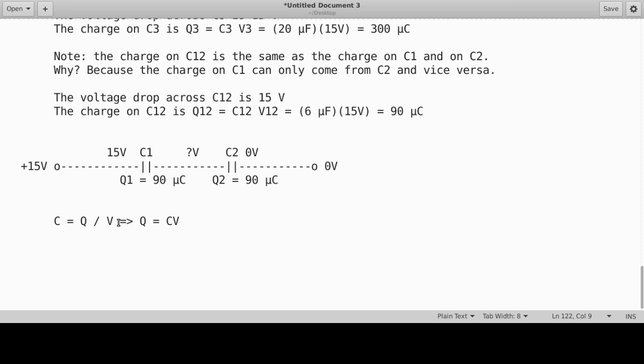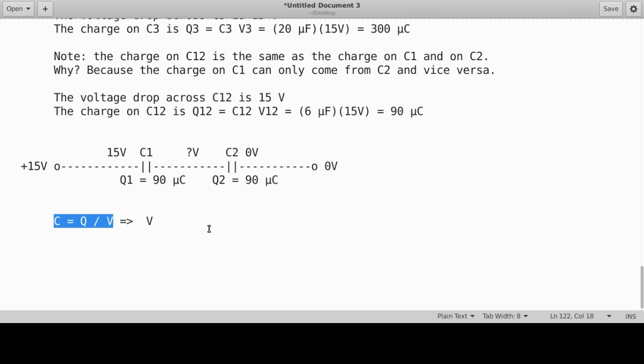So the way we're going to rearrange it, up to this point, that's the definition. But we want to rearrange it. What do we want to do? We want to solve for V, because we don't know the voltage drop across C1. So we want to calculate the voltage drop across C1.